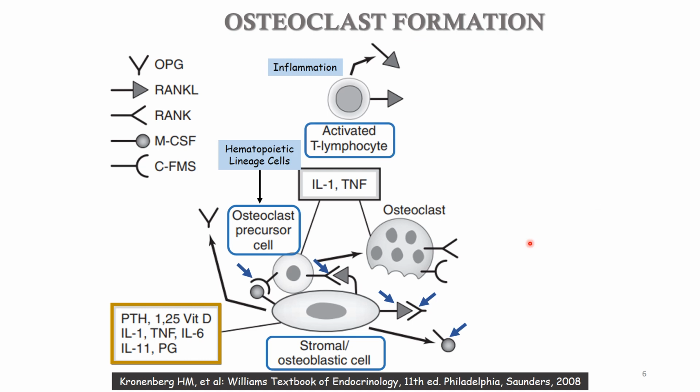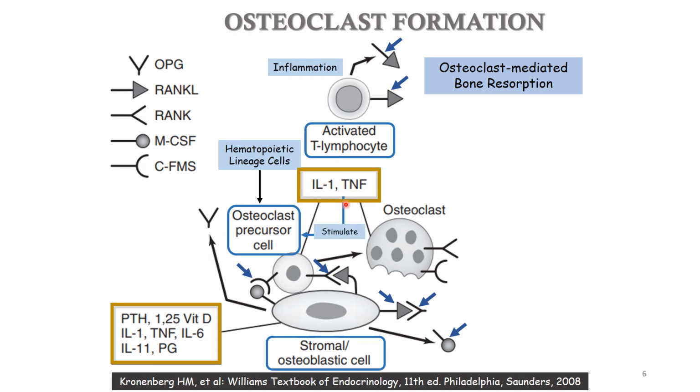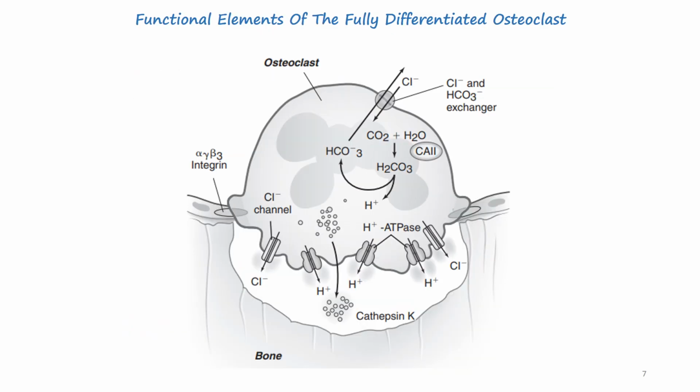Also, in cases of inflammation, there is increased activation of T lymphocytes which produce both membrane bound and free RANKL, leading to osteoclast mediated bone resorption. Also, in cases of inflammation, when there is increased expression of interleukin 1 and TNF alpha, these 2 factors directly stimulate the osteoclast precursor cells to get converted into osteoclasts, increasing the rate of resorption.